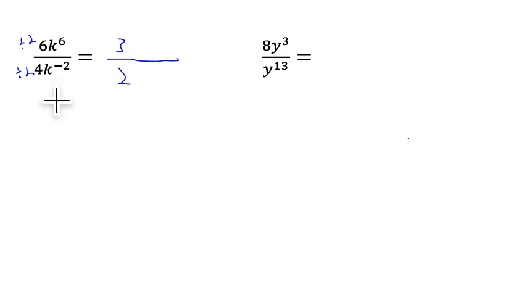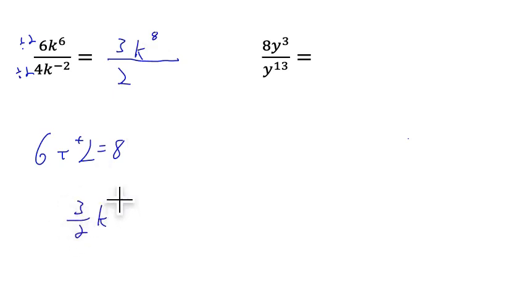Now we're going to subtract the exponents. So we have 6 minus negative 2. Well, that's the same as 6 plus positive 2. So that equals 8. So that means we have k to the 8th power. This answer is perfectly adequate. It might look a little nicer if we wrote that as 3 halves times k to the 8th power.